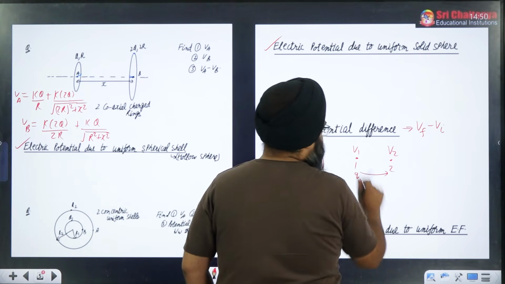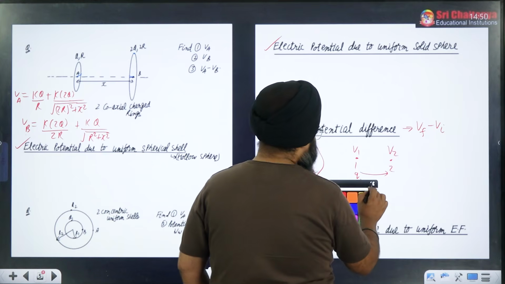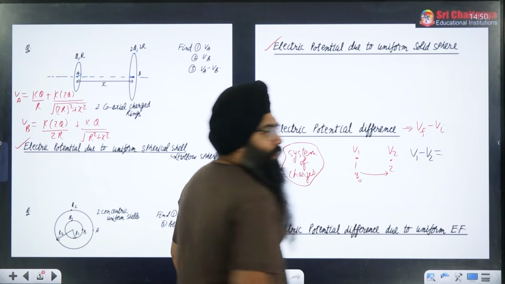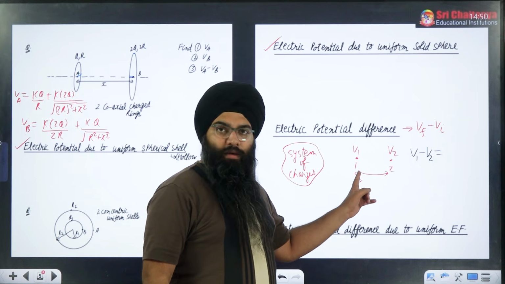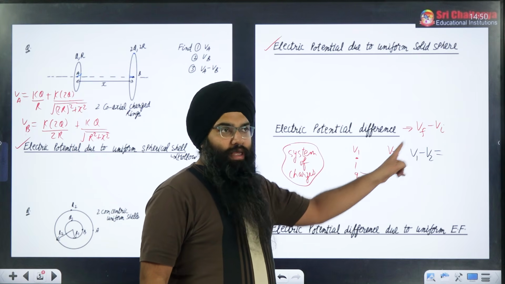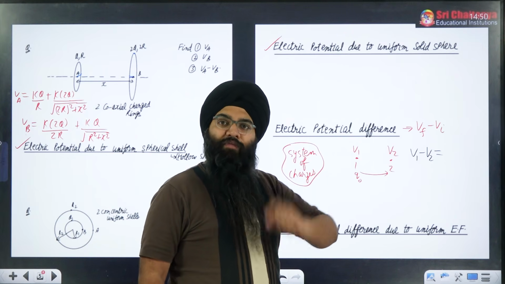But how to write this particular potential difference? I write it in this format. Please remember, I will write V1 minus V2. I am taking the charge from point 1, so first I will write V1. Then I am taking to point 2, then I will write V2. So if I am taking the charge from point 1 to point 2, I will write V1 minus V2.